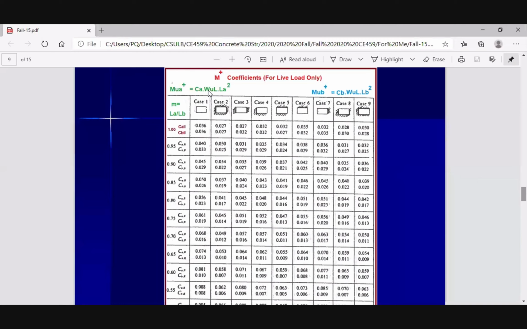So 1.6 live load times CA, this number, times LA squared, or 1.6 live load times CB, this number, times LB squared.